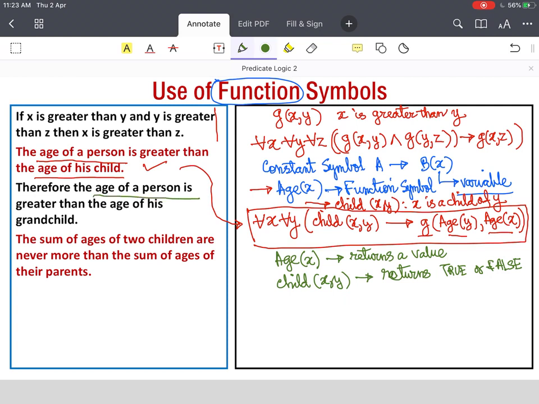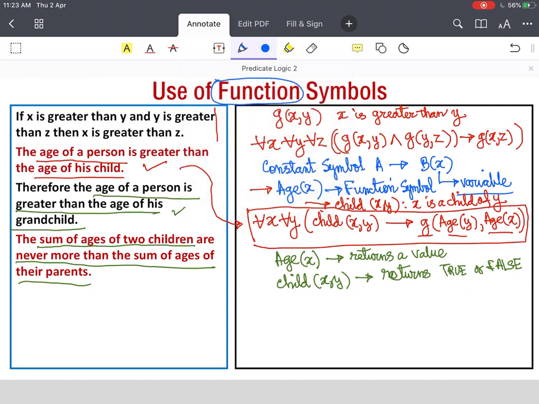Now, there are more examples. The age of a person is greater than the age of his grandchild. Grandchild can be defined using child of child. So you can say x is the child of y and y is the child of z. That is how you get grandchild. I leave this as an exercise. The next one is: the sum of ages of two children is never more than the sum of ages of their parents.